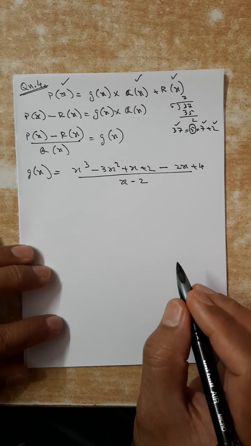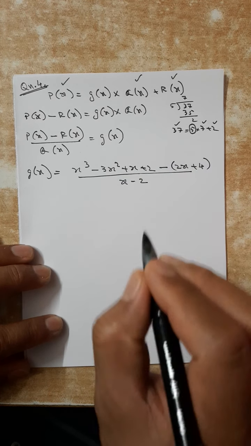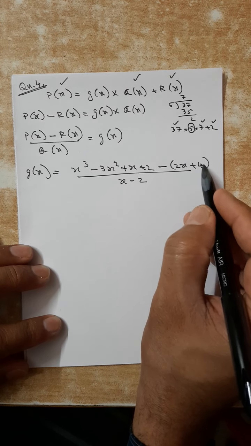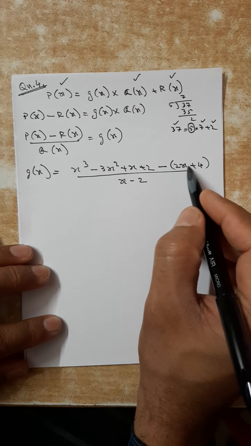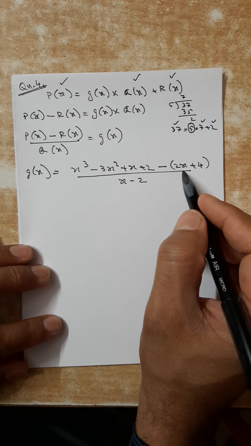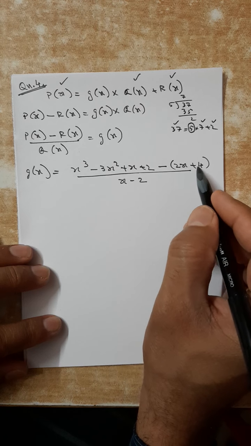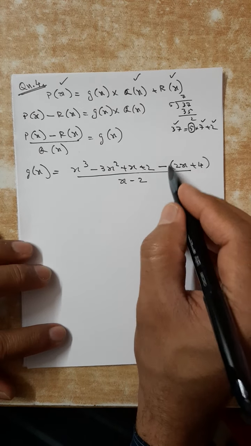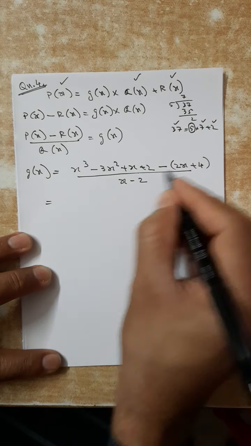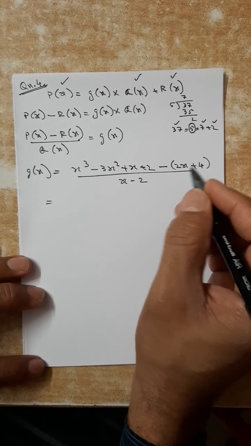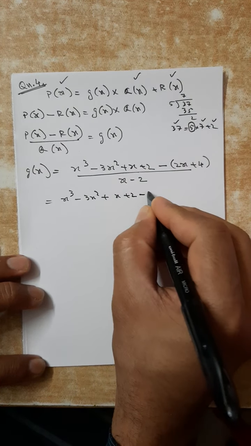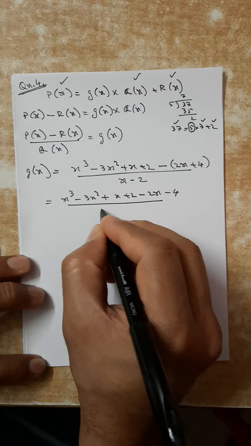Is it okay what I wrote here? Not okay. Why? Because bracket compulsory. Polynomial P of x minus remainder 2x plus 4. So these two things are there. Entire polynomial we have to subtract, the entire remainder, this polynomial 2x plus 4. So bracket compulsory. If no bracket, then only 2x is getting subtracted. So compulsory, take care. Here there is a common mistake, that's why I am repeating. So x cube minus 3x square plus x plus 2 minus (2x plus 4) upon x minus 2.